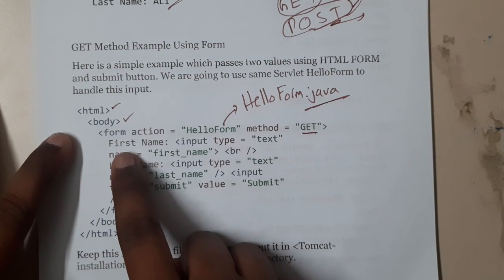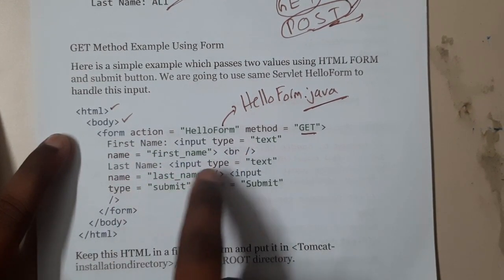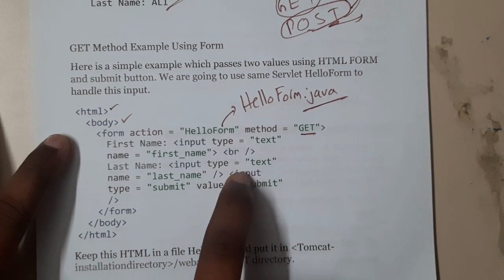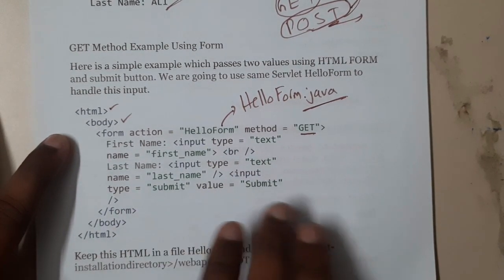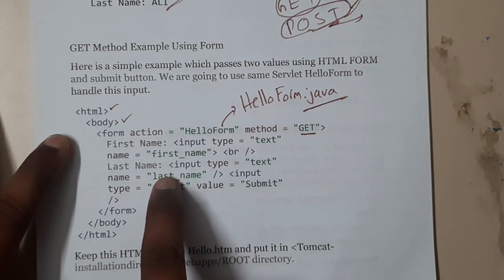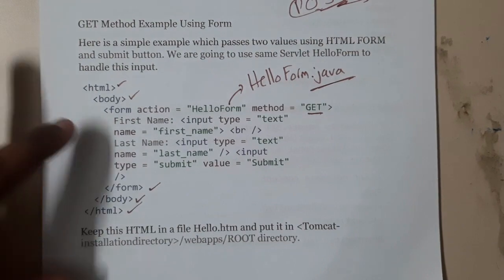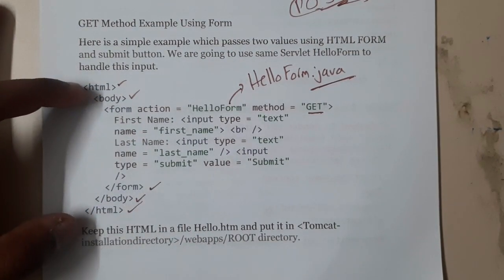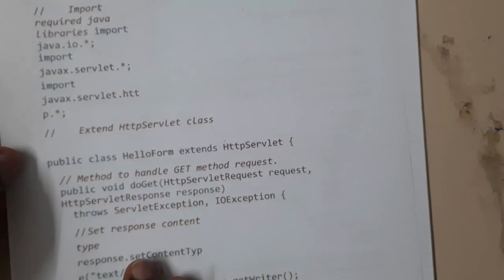Here you are collecting the first name from the user. Similarly here you are collecting the second name from the user. And then you created a button to submit. Simple, right? So you are collecting the first name and the second name. Then you closed the form, body and HTML. Simple, right? Assume that you entered your details and once you click submit, what will happen?